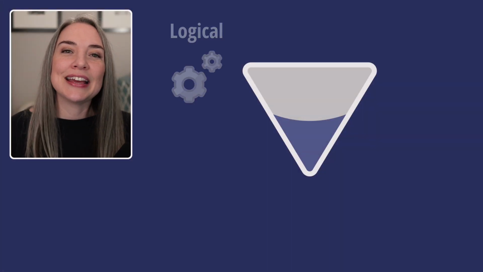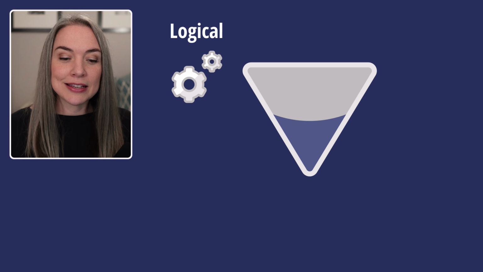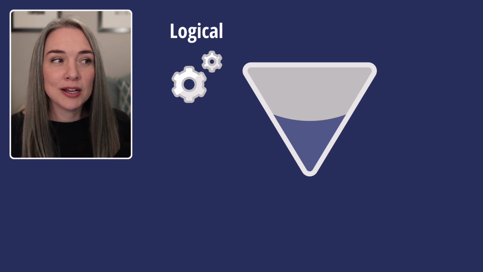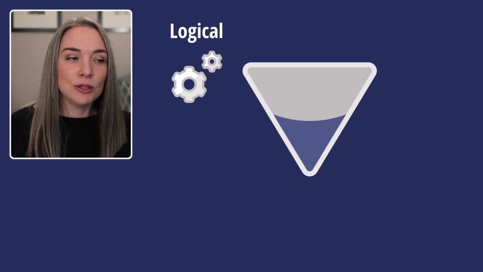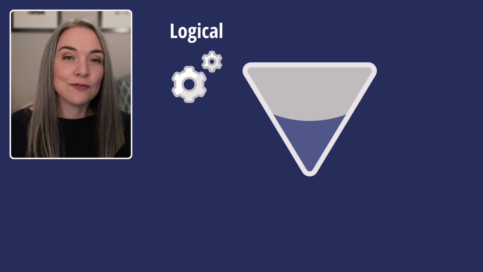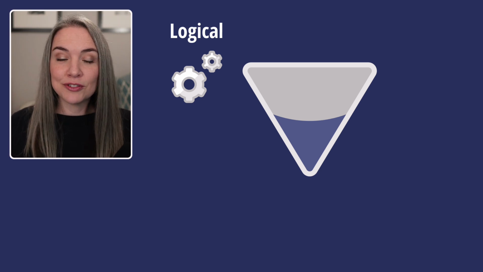So the first one is a logical roadblock. This is where you're just missing information or skills. You cannot move forward because something is missing. You need to either learn how to do something new, or you need some extra information or context. So a logical problem is the first type, and it's actually very common for us to have.